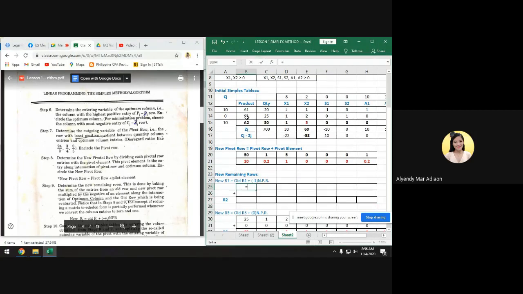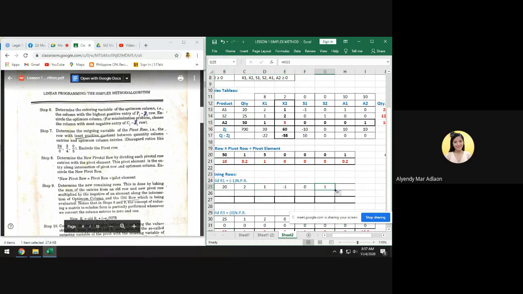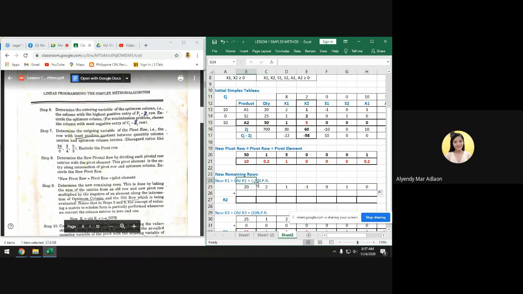Okay, so we have the old row 1. Copy the old row 1 starting from the quantity 20, then 2, 1, negative 1, 0, 1, and the last one we have 0. Okay, next is to add that one by the new pivot row multiplied by the negative element in the number in the optimum column. So we have the new pivot row, which is the 10 there, and then multiplied by negative 1. And next, 0.2 multiplied by negative 1, and then so on. Then after that, we will add both, the old row 1 and this one, to get the new row 1. Okay, so we have 10 and so on.